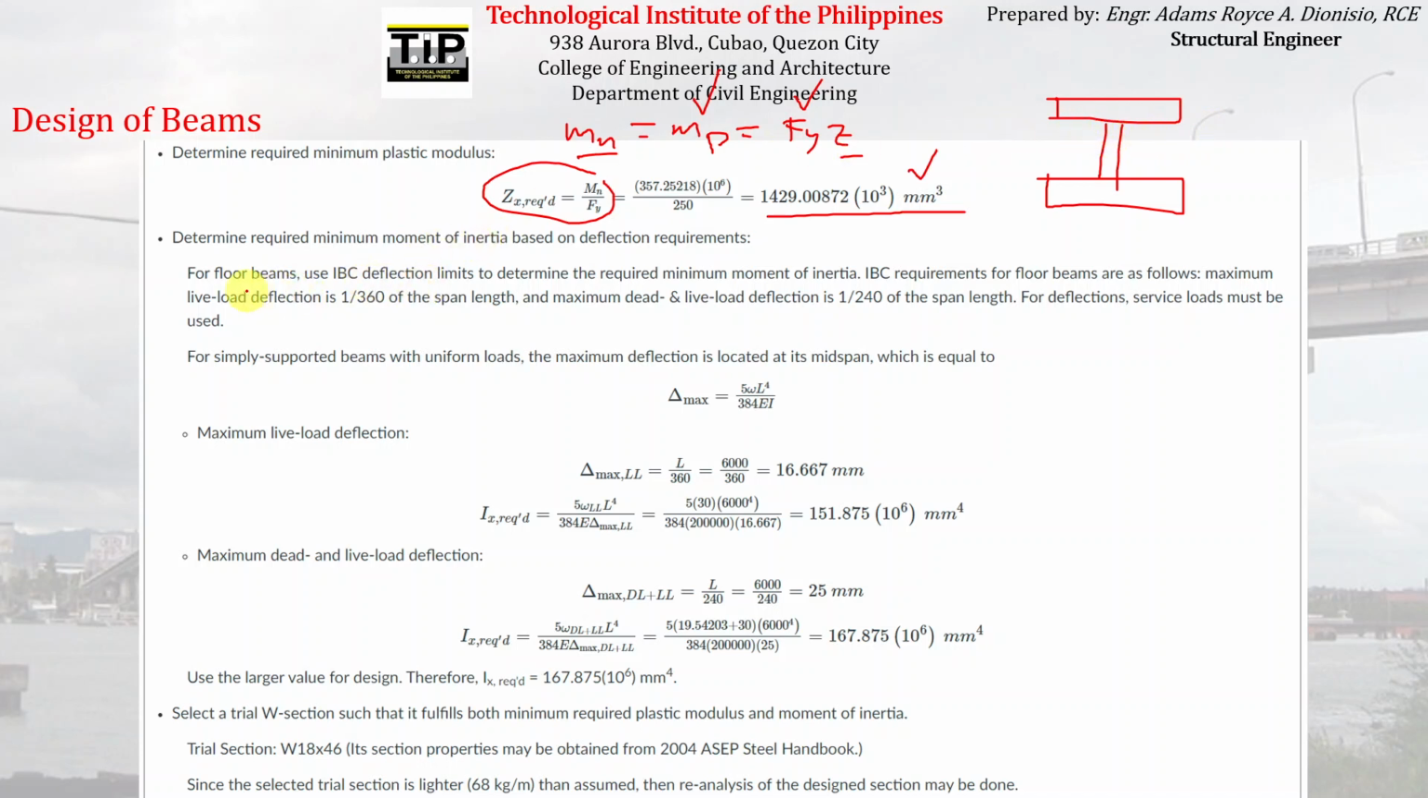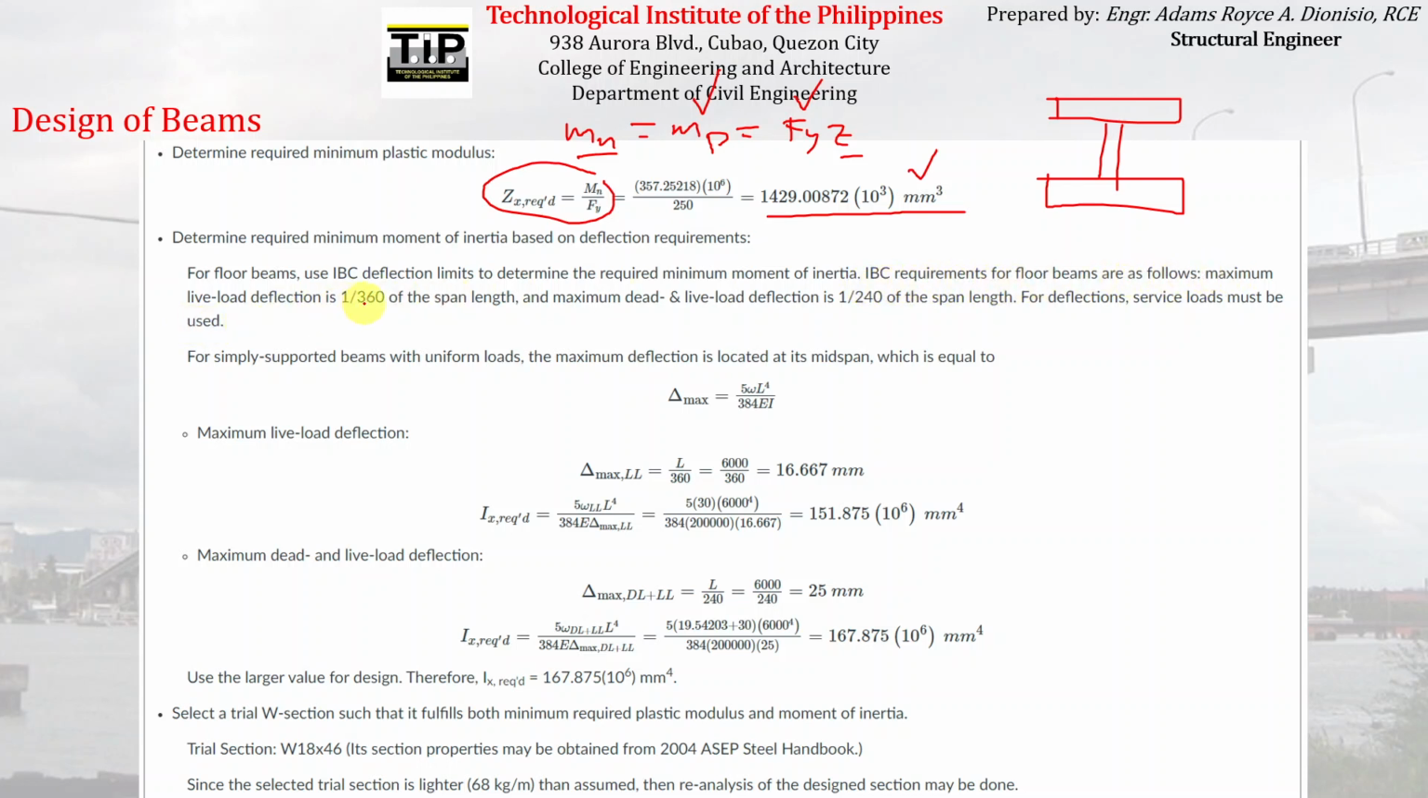For floor beams, since we are talking about a beam here, use IBC deflection limits to determine the required minimum moment of inertia. IBC requirements for floor beams are as follows.